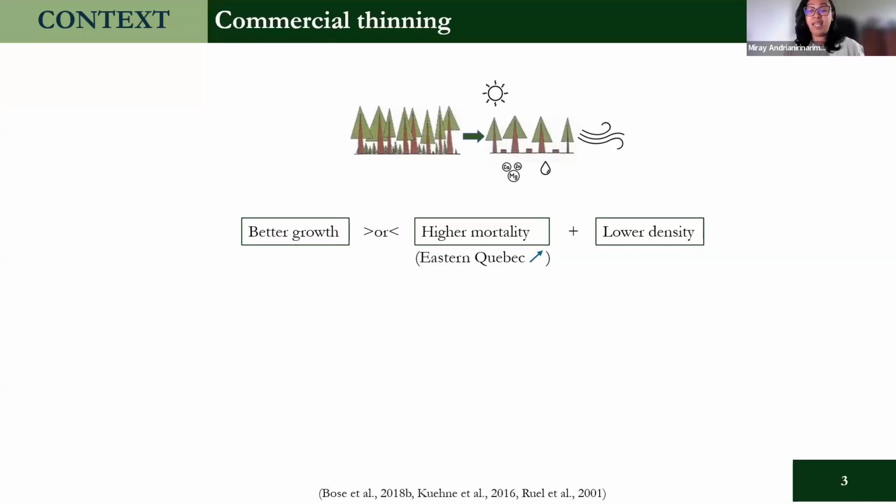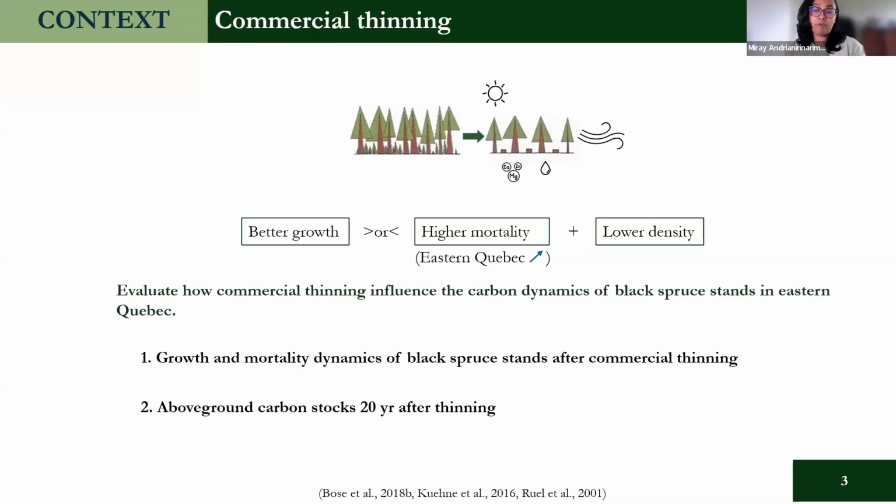So it remains unclear whether the growth gains of residual trees can offset the biomass removal associated with the density reduction and the loss of volume caused by increased mortality in this region. In order to evaluate how commercial thinning is influencing the carbon dynamics of black spruce stands in this eastern region of Quebec, we first characterized the growth and mortality dynamics of the residual black spruce. Then we assessed their implications for stand level carbon storage 20 years after thinning.